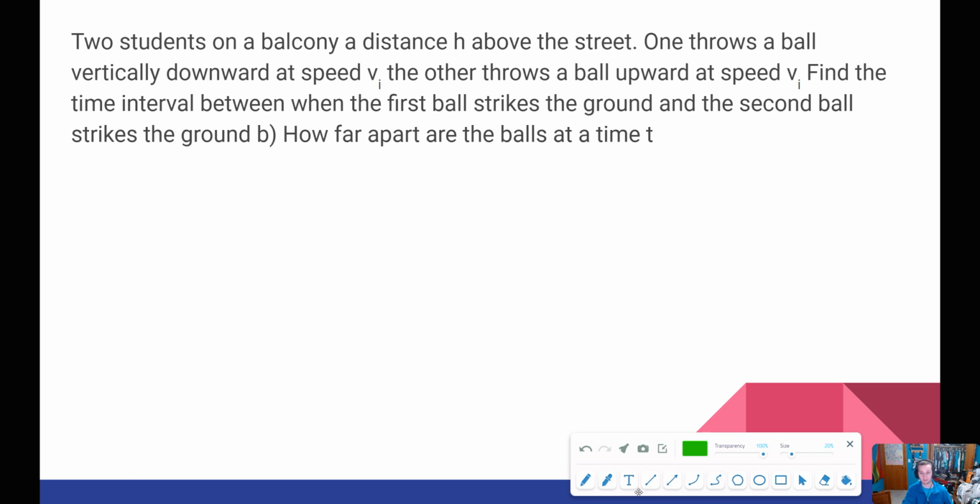So next problem. Two students on a balcony at distance h above the street. One throws the ball vertically downward at speed vi, and the other throws the ball vertically upward at speed vi. Find the time interval between when the first ball strikes the ground and the second ball strikes the ground, and how far apart are the balls at a time t.